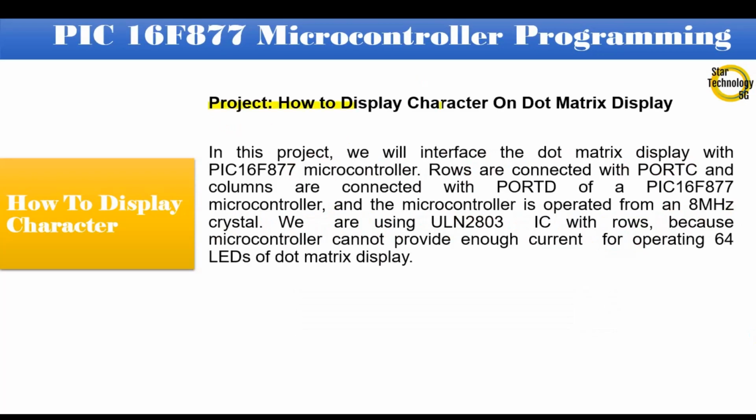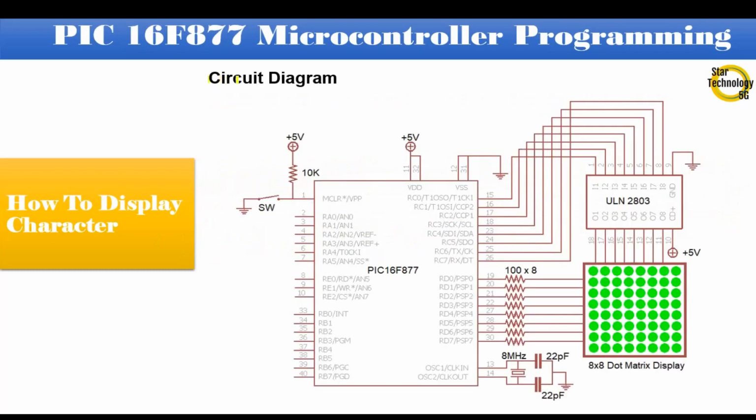Project: How to display character on dot matrix display. In this project, we will interface the dot matrix display with PIC16F877 microcontroller. Rows are connected with port C and columns are connected with port D of a PIC16F877 microcontroller, and the microcontroller is operated from an 8 MHz crystal. We are using ULN2803 IC with rows, because microcontroller cannot provide enough current for operating 64 LEDs of dot matrix display. Here is the circuit diagram we are using in our project.